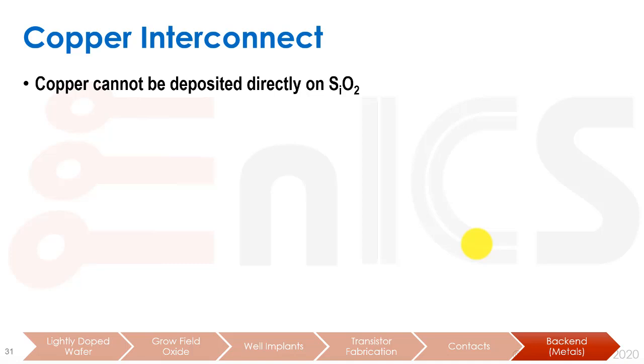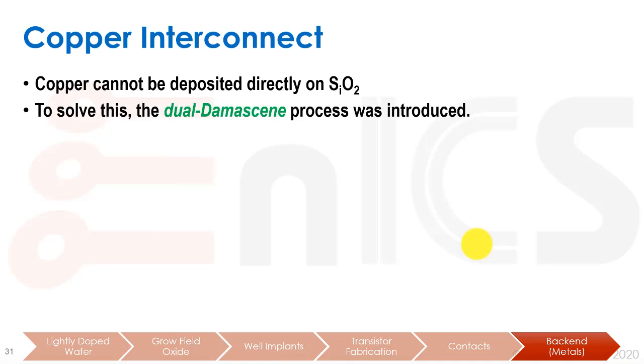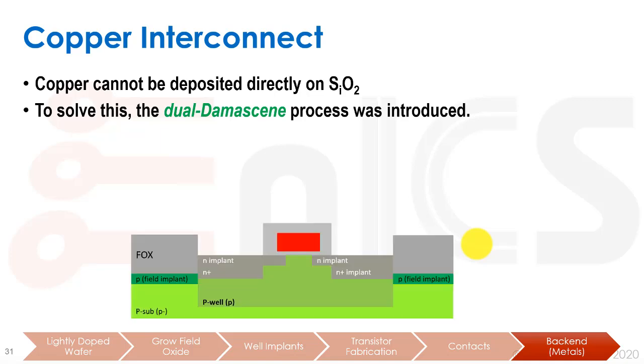Okay, it took a long time to solve this, and finally IBM, along with a guy I know, Professor Yossi Shacham, who was at Cornell at the time, developed this dual Damascene process, which solved the problem and is now used by everybody. And we're basically using copper interconnects for most of the layers. Okay, so this is our substrate, our transistors and so forth.